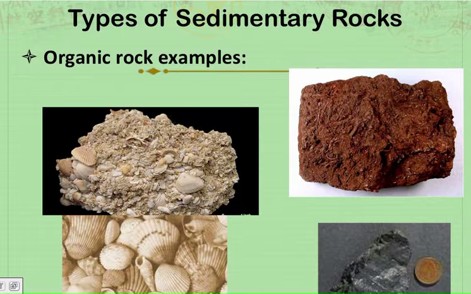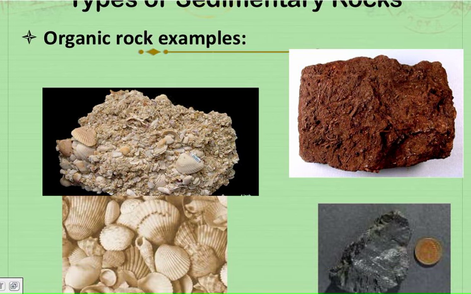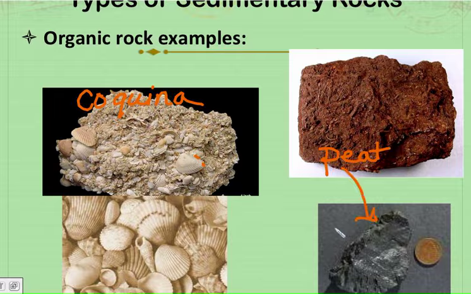So a couple examples here. We can see this one. The main ingredient here is clearly shells. This one is called coquina. We've seen one similar like that today. This one we've seen before in class when we talked about renewable, non-renewable resources. This is peat. And peat is step number 1 to making coal, both of which are organic rocks. Organic sedimentary rocks.